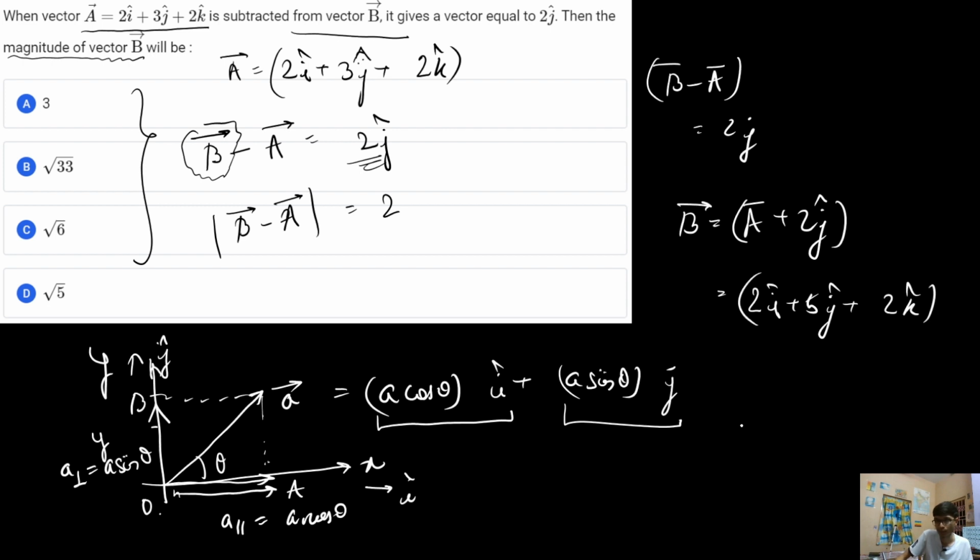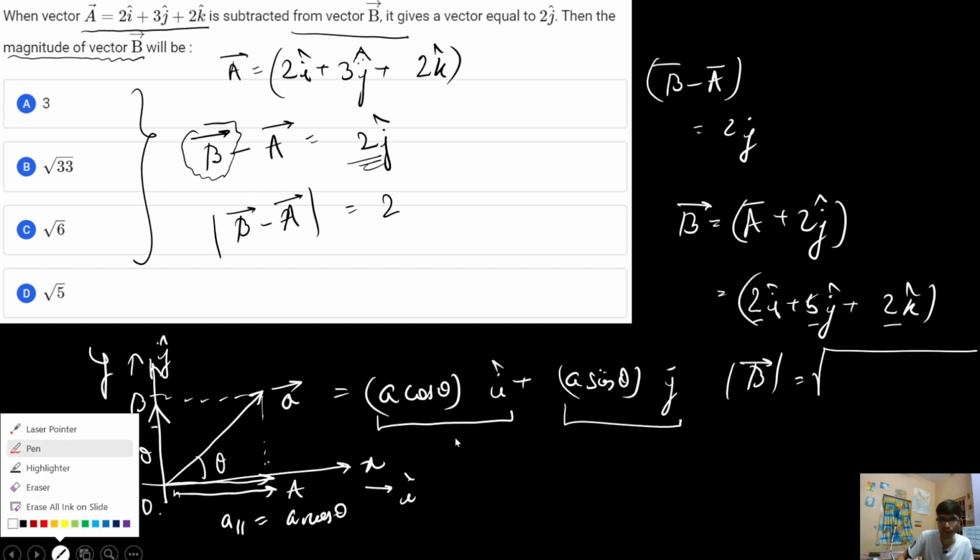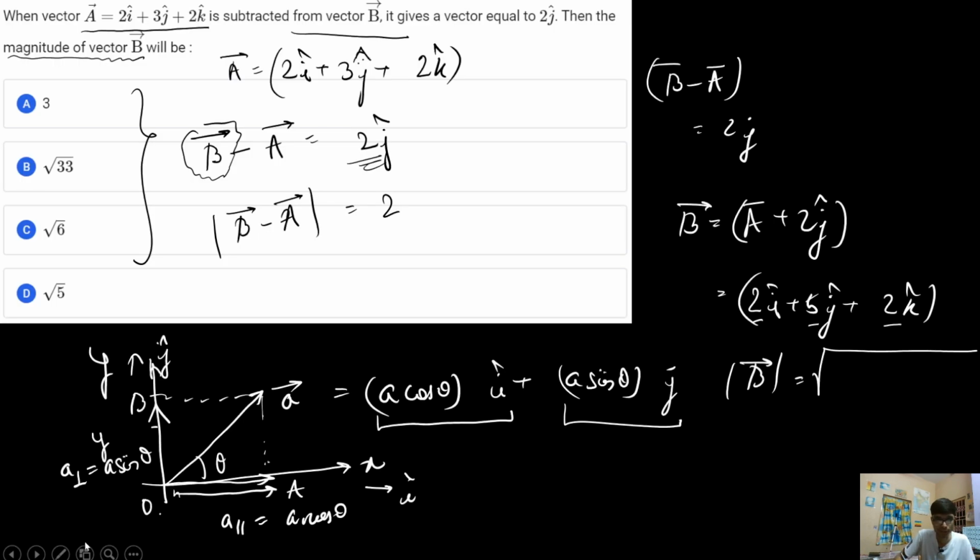Now from here I can write the magnitude of vector B: I square and add the individual components along the x, y and z axes, and then take the square root, and then I get the magnitude of the vector. How we get this vector magnitude will also be clear when I talk about the topic of components of a vector.